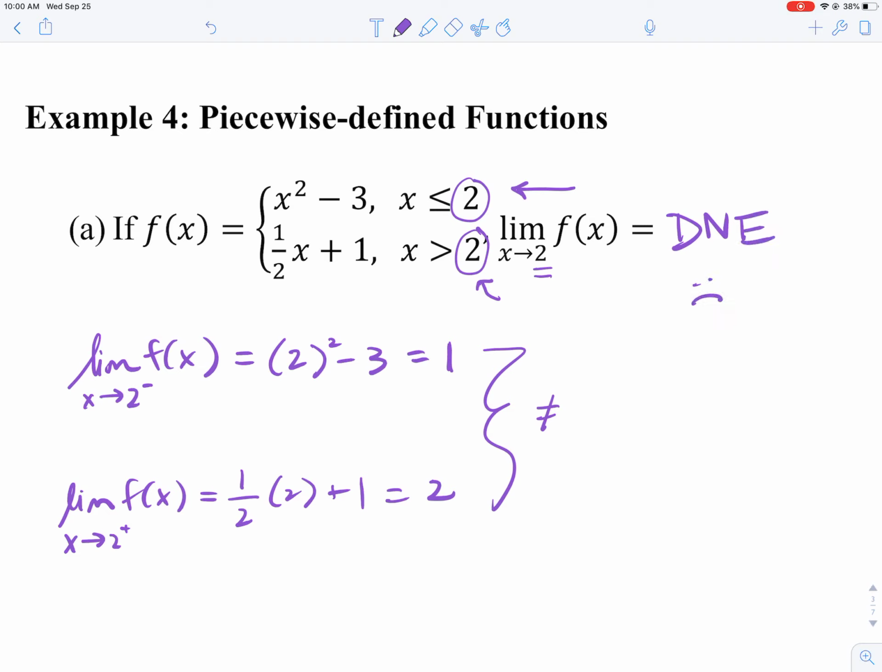You could have also sketched the graph, but sometimes depending on what the pieces are of the piecewise, it might be easier to just use direct substitution and look at what the intervals are that each piece is defined on to see where you would be plugging the value in.